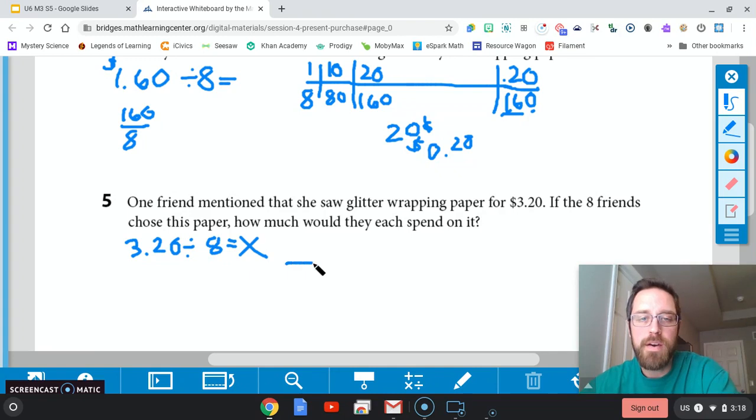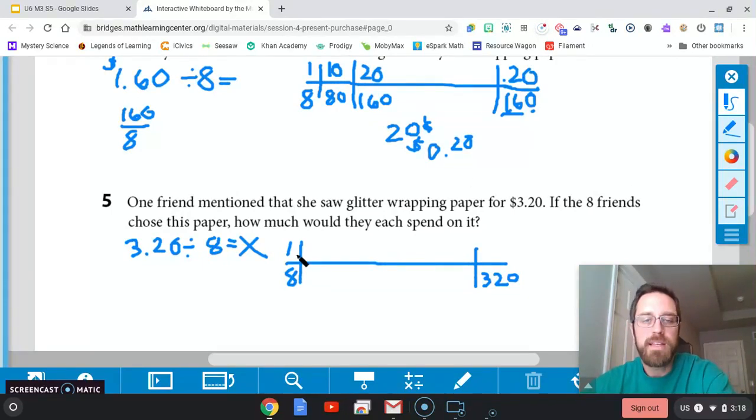Now I'm going to make a ratio table. 1 is 8, and I'm taking that to 320 cents. If each friend pays 1 cent, that's going to be 8 cents. Now, if I skip making the jumps and I'm just looking at place values, can an 8 go into a 3?